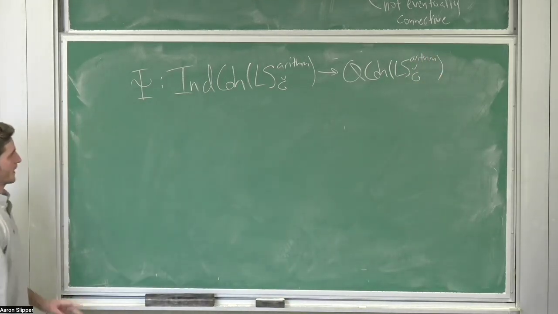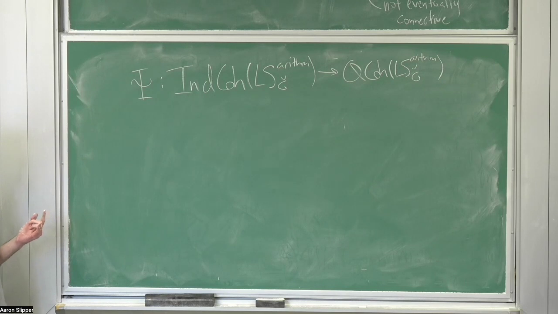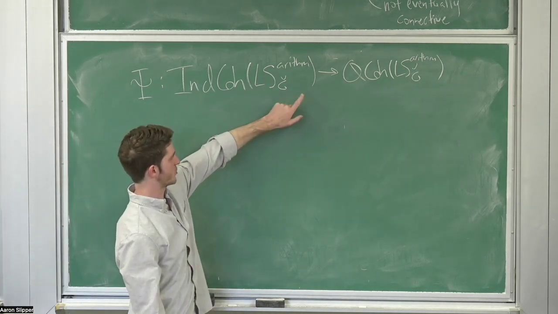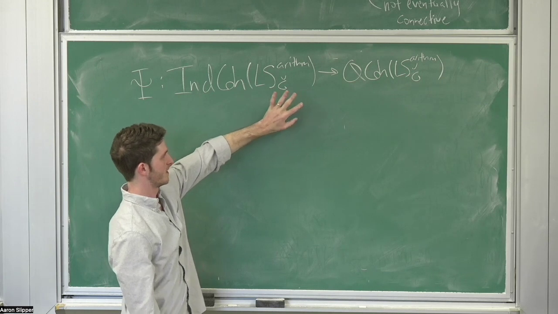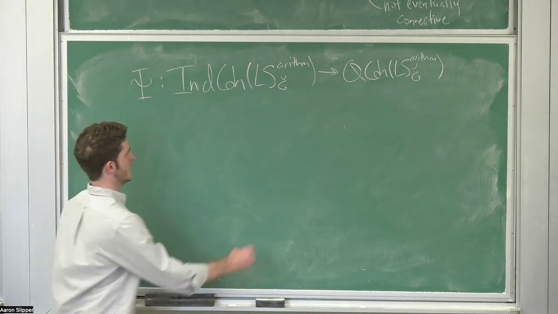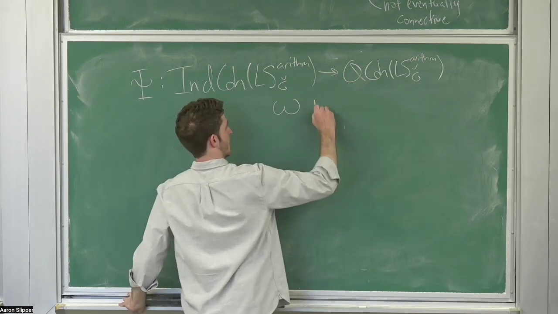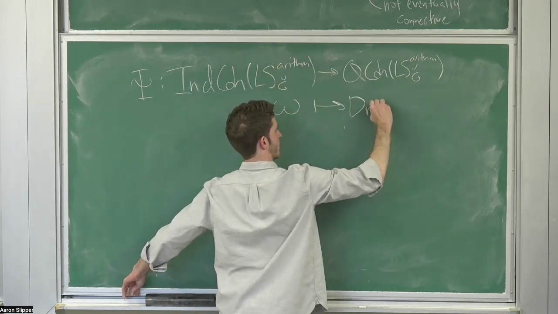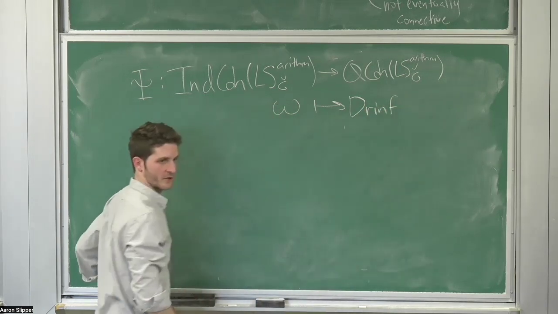And because LocSys arithmetic is not eventually coconnective, this functor is a little bit crazy, not maybe exactly what we expect it to behave like. If it were eventually coconnective, this thing would have a left adjoint, a fully faithful left adjoint, for example, but it doesn't, so it's a little bit weird. But in any case, what we would get also from this picture is that omega maps to Drinfeld. So this is an explicit formula for Drinfeld, in fact.